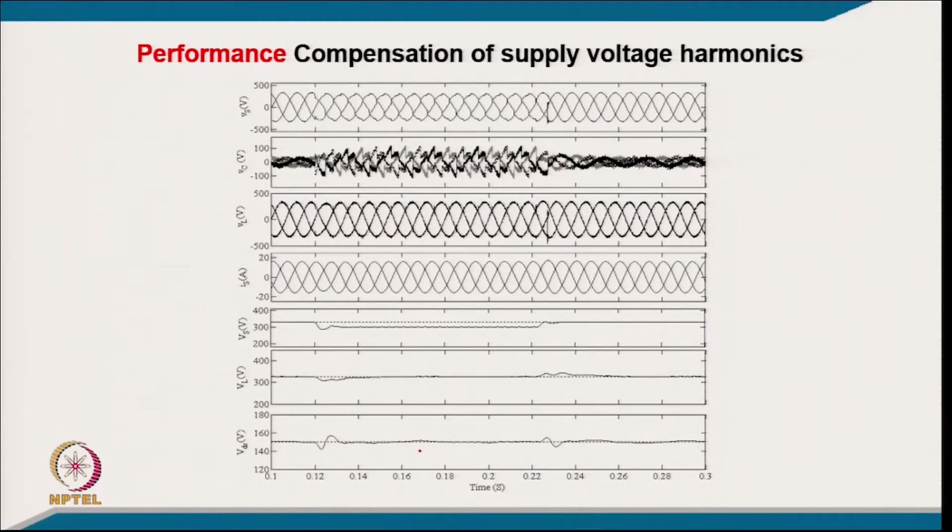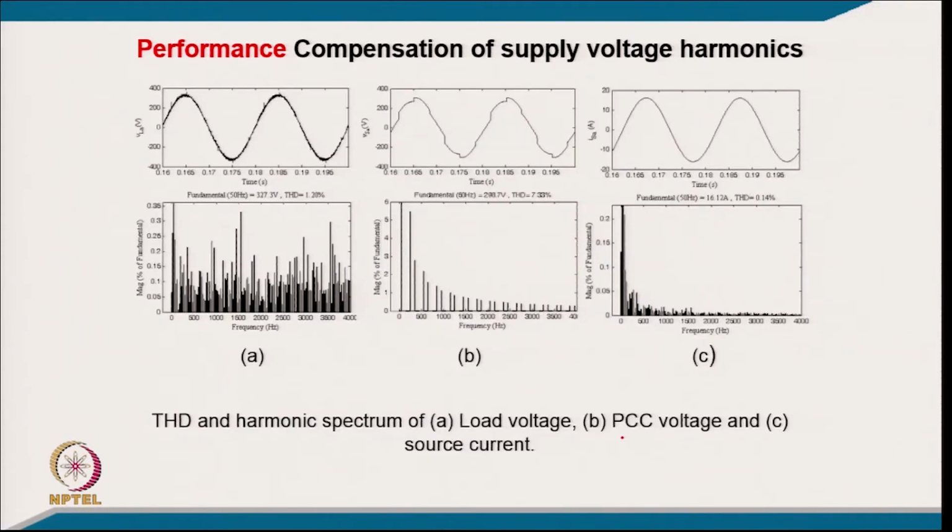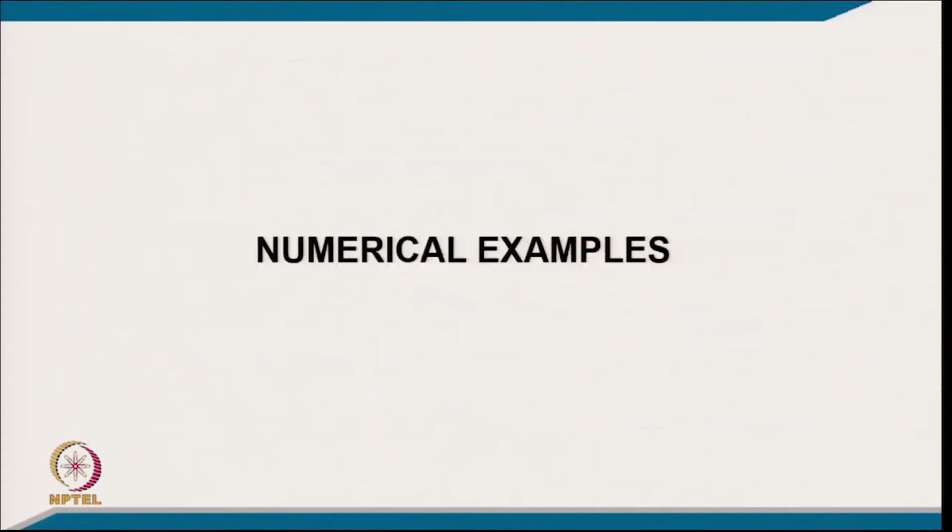You will have harmonics here corresponding to double harmonics, so that is not too much reflected in the DC link. And this is the harmonic spectrum of your load voltage, which has a THD of only 1.2%, whereas the PCC voltage has a THD of 7.22%, and the load current has a THD of only 0.14%. These are the typical harmonic performance of this DVR compensation system.